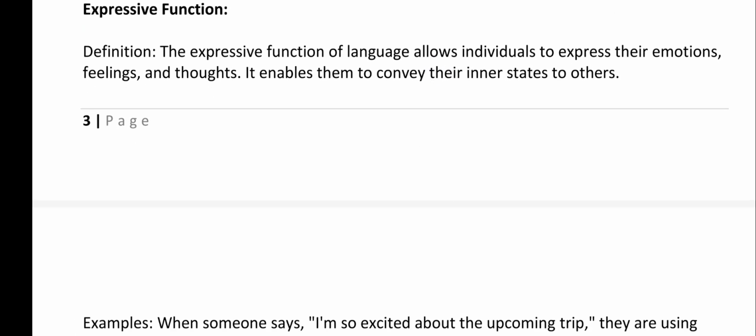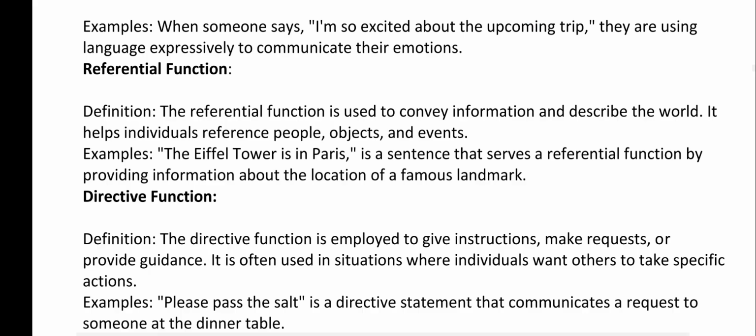Number one, we have the expressive function. Very simple. Expressive function means what? Of course, it is about expression, how we express ourselves, right? The expressive function of language allows individuals to express their emotions, feelings, and thoughts. It enables them to convey their inner states to others. Using language we can express ourselves: I am angry, I am sad, I am happy. I can express that by making use of language, signs, or symbols. Yes or no? So an example is given here.